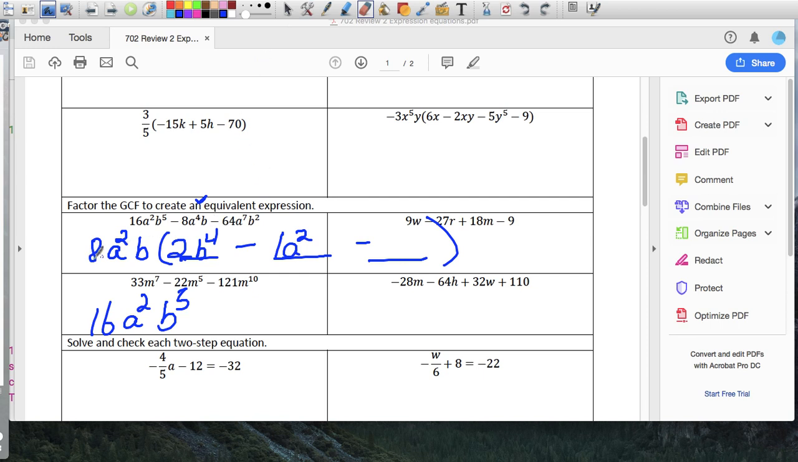64 divided by 8 is 8. A7, A2. So what kind of A can I put in here to give me an A7? Well, that's A2. This has to be A5, right? Because A2 plus A5 would be A7.